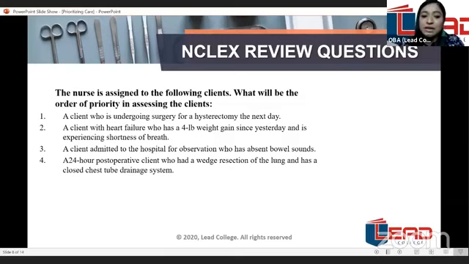So the first client is a patient who is going to have surgery for a hysterectomy the next day. Second patient, a client with heart failure who has a 4 pound weight gain since yesterday and is experiencing shortness of breath. Third, a client admitted to the hospital for observation who has absent bowel sounds. Okay. And the last one is a 24-hour post-operative client who had a wedge resection of the lung and has a closed chest tube drainage system. Okay. So you have to look at the options and see what is the order of priority in which I will be attending these patients.